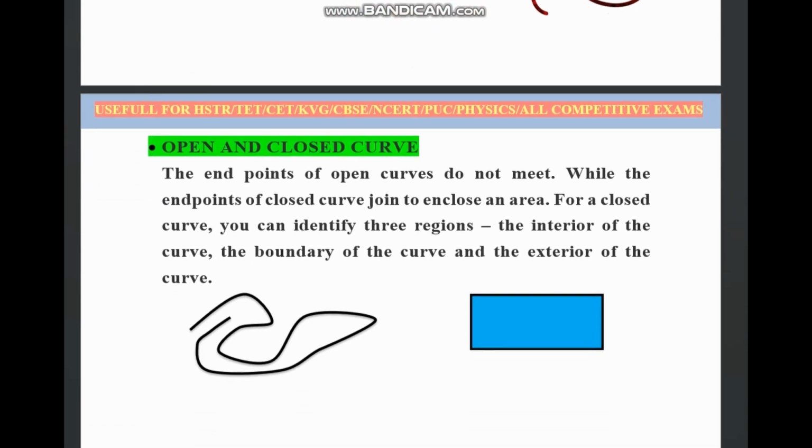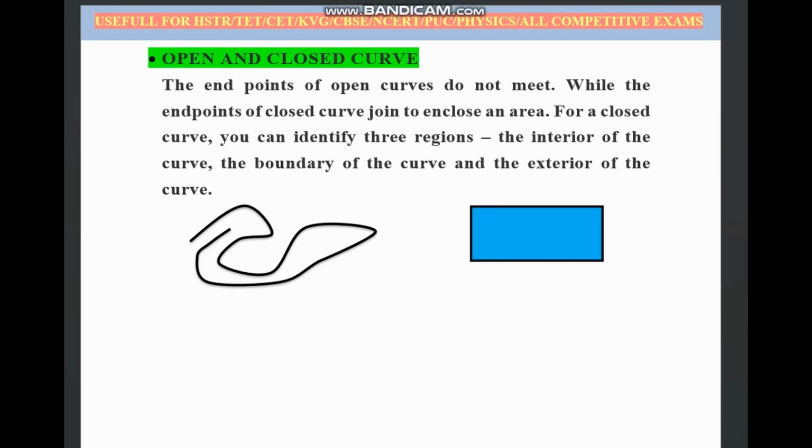Then we have open and closed curves. This is very useful for your examination. The endpoints of an open curve do not meet. See here, this is the initial point and this is the end point. For an open curve, the initial point and end point will not meet each other. So that curve is called an open curve. So this is an example of an open curve.